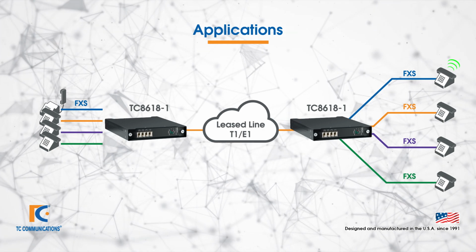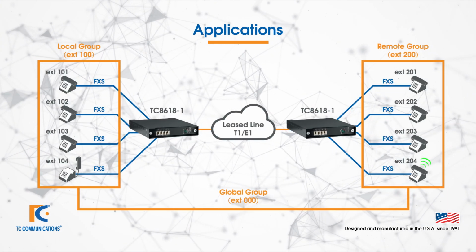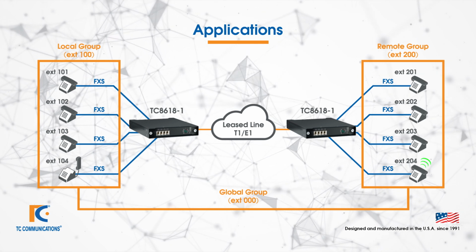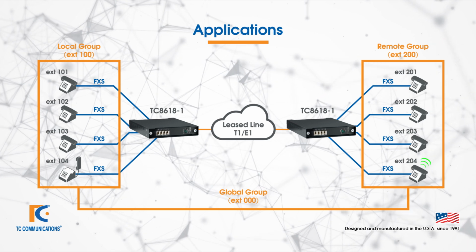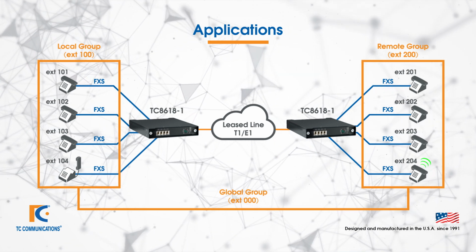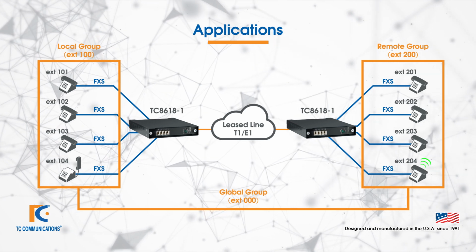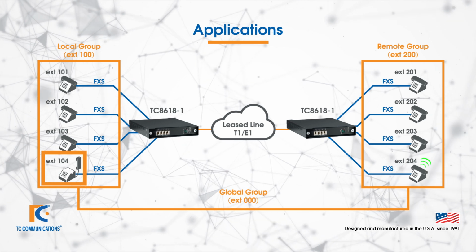The third application we'd like to discuss is local phone extension and paging. Again, 2 TC8618-1 FXS devices are connected over T1 with 4 phones connected, and each phone has an individual extension number. In the example shown here, we have line 104 dialing extension 204.